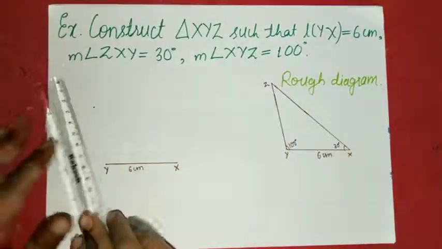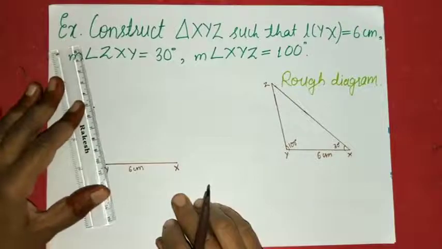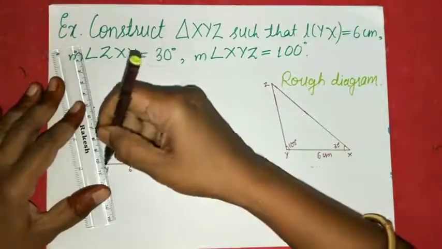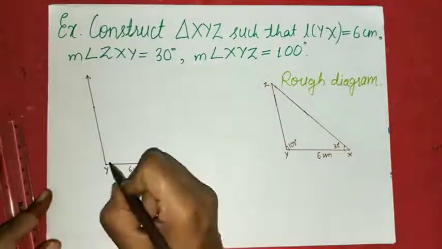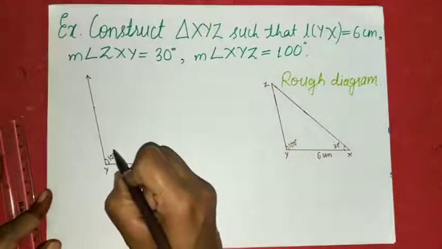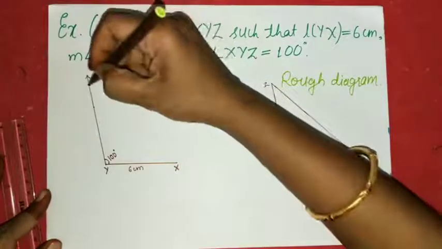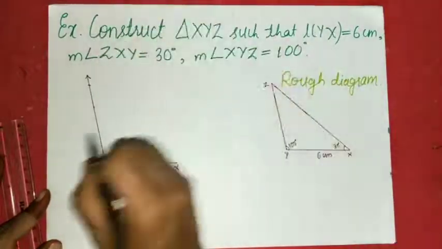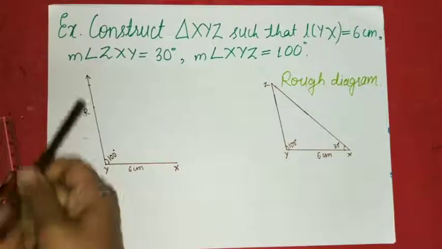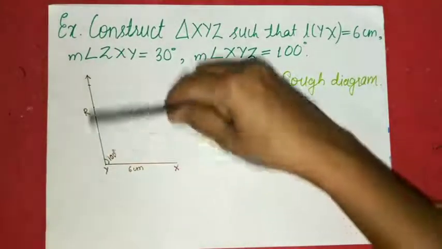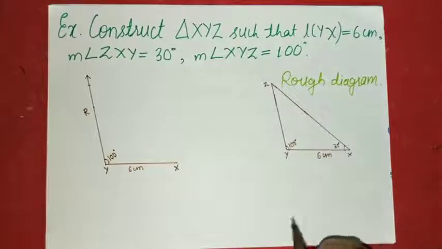Now using a ruler, join vertex Y with the point, give the arrow. Now this angle is of 100 degrees. Give any name here, R. Now ray YR makes an angle of 100 degrees with segment YX.